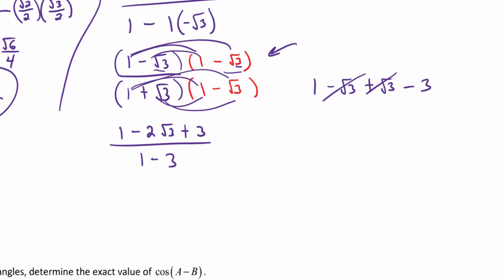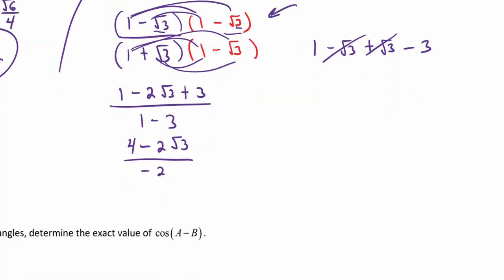Okay, and then just cleaning that up, we'll combine the 1 and the 3, so we'll get 4 minus 2 root 3. And then all over, 1 minus 3 is going to be negative 2. That's pretty good, but actually we can go one more step. I can factor the top here. You've got 4 and you've got 2 in these terms, so I'm going to factor out a 2. So we'd have 2 times 2 minus root 3 over negative 2.